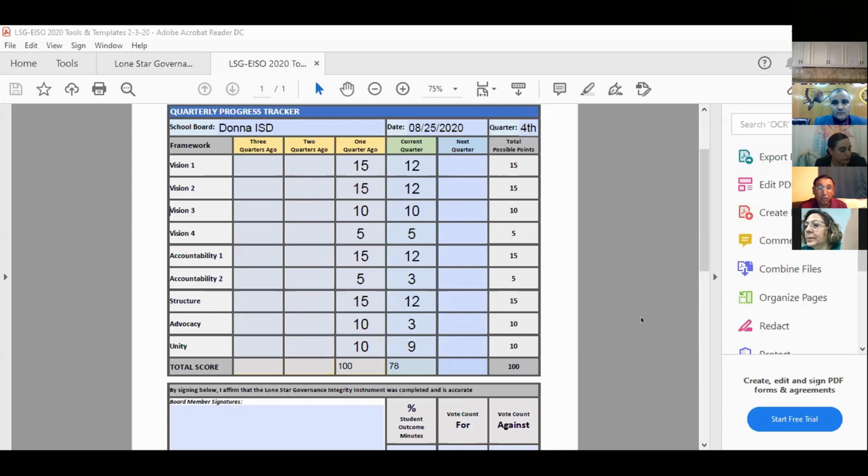In structure, we're going to the policy conversion now. Otherwise, I think I would have seen that as a 15 versus a 12, as you see there. But once we get this policy conversion complete, I think we will be set for our next quarter to be at 15 there.